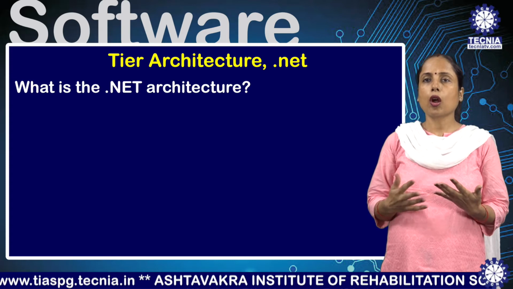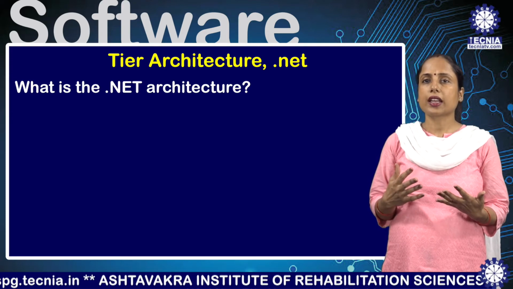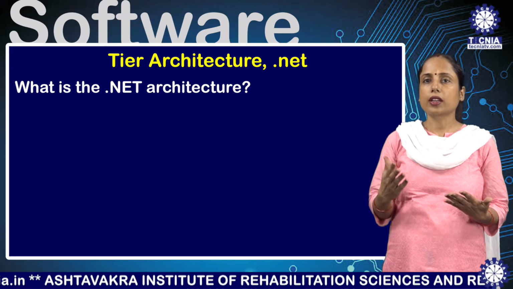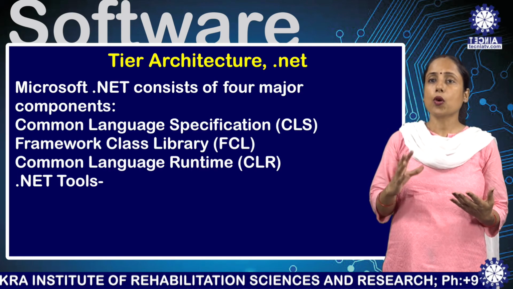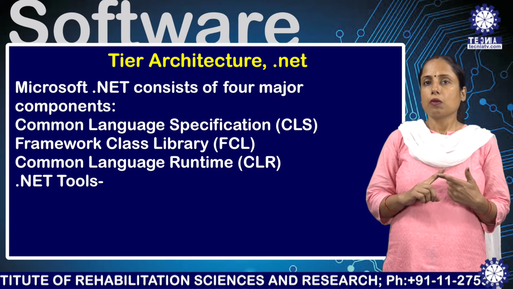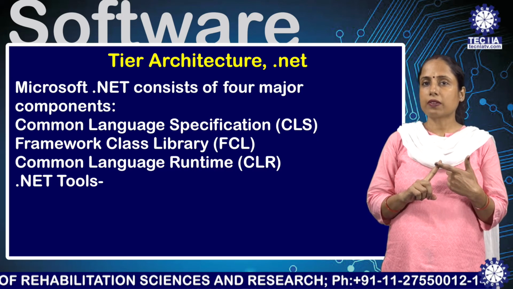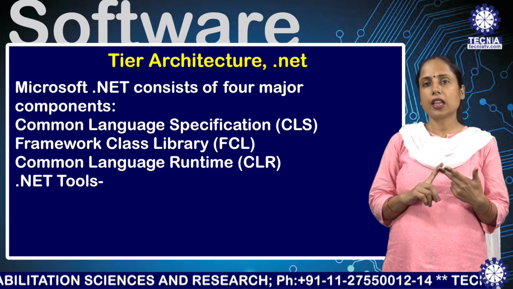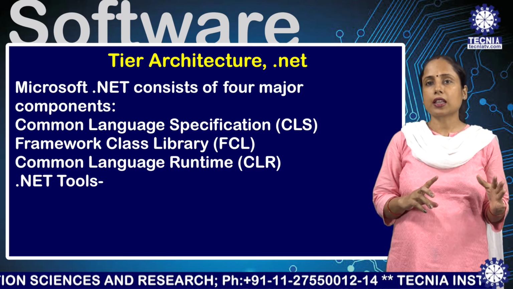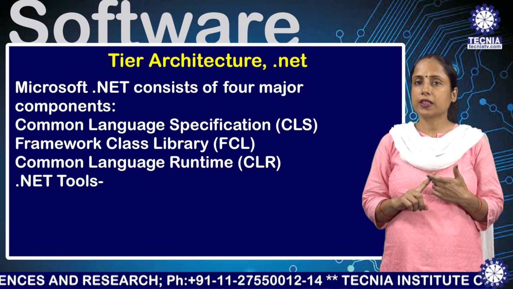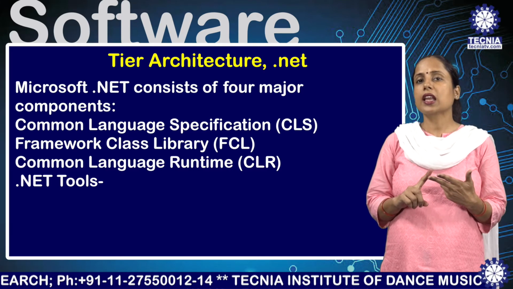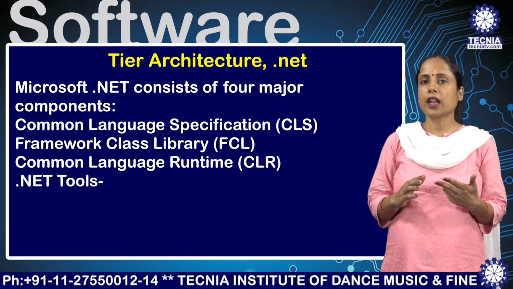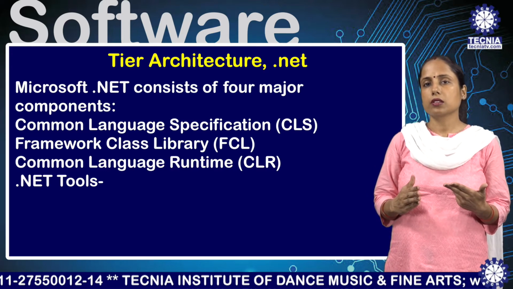Now, the whole .NET is based on its architecture, that is known as .NET architecture. This .NET architecture consists of four major components. One is Common Language Specification, in short known as CLS. Second is Framework Class Library, known as FCL. Third is Common Language Runtime, known as CLR. And other than that, all the .NET tools.